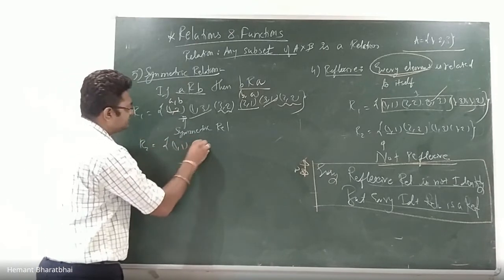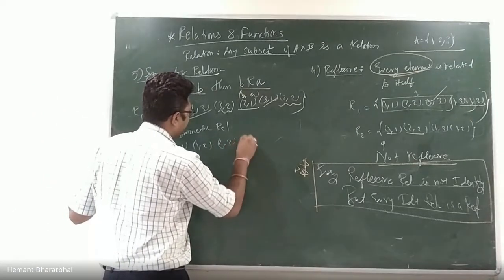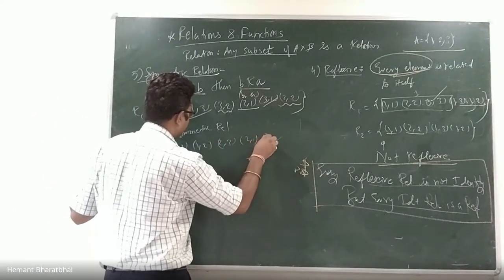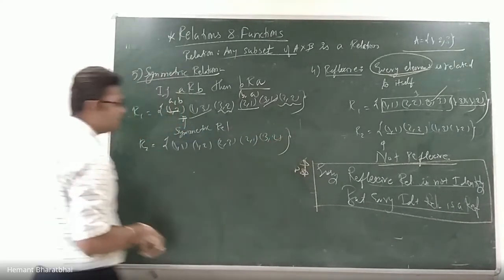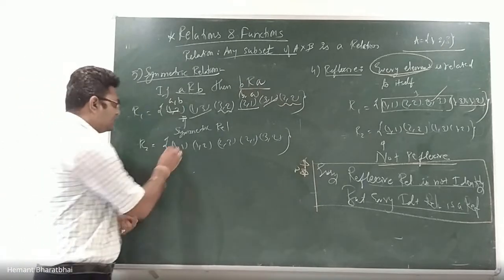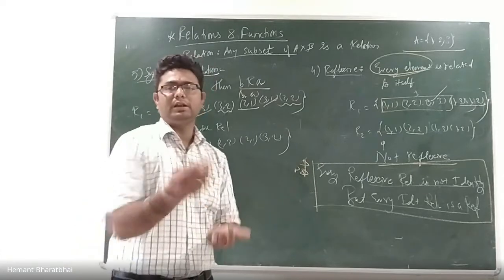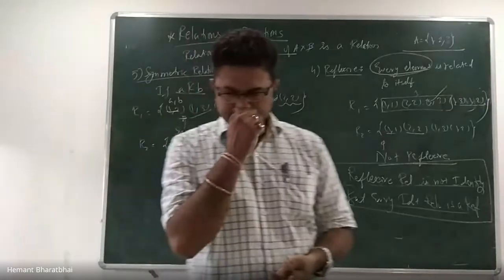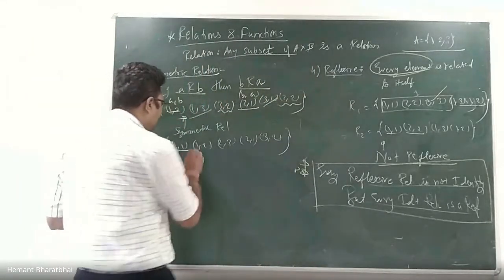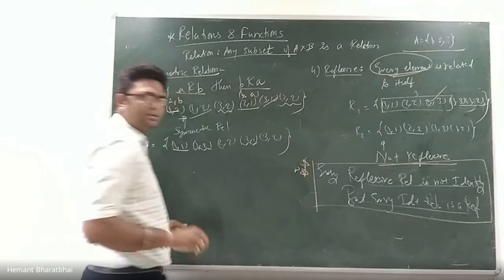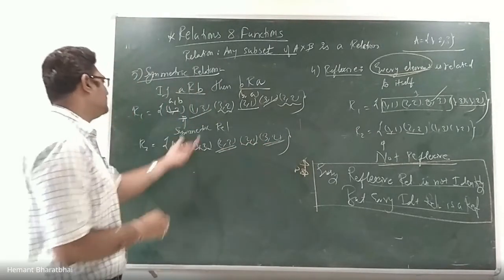(1, 1), (1, 2), (2, 3), (2, 1), (3, 2). So now the reverse of (1, 1) will be (1, 1) only, which is already present. So no need to write (1, 1) again because we know that each element can be repeated only once. Next, I have (1, 2), so I have (2, 1) also. I have (2, 3), so I have (3, 2) also. So this is also my symmetric relation.